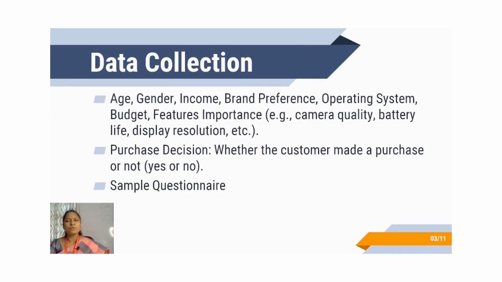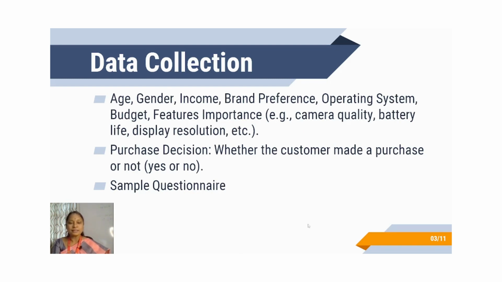With this, may I know what data can be collected from the customers? Customer preferable brands, ma'am. Yes, that's right, Bala. An operating system is also very important. Yes, Kanagapriya, you are also right. Like you said, age, gender, income, brand preference, operating system, budget, and especially camera quality, battery life, display resolution, all these are important factors that influence a customer to buy mobile phones, and based on that they will make their purchase decision.